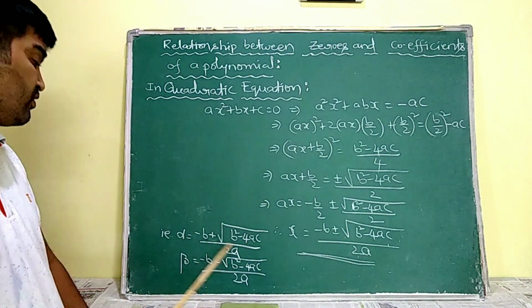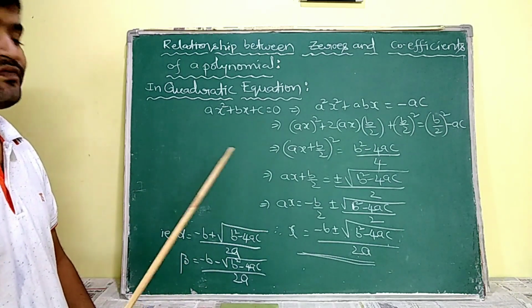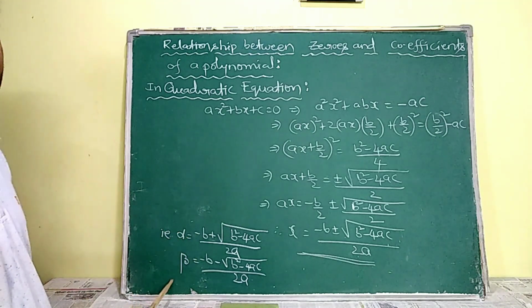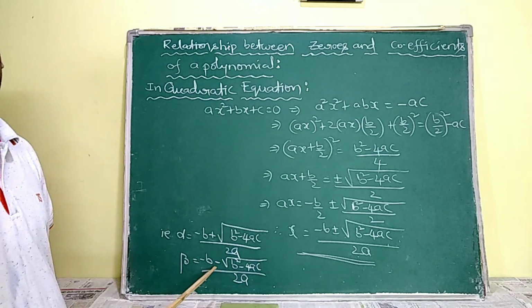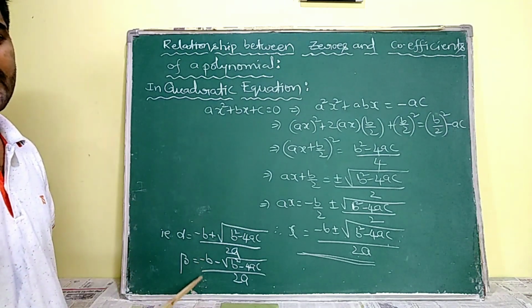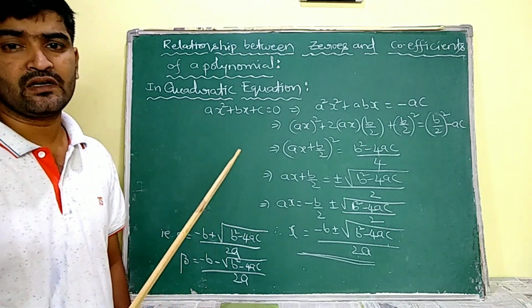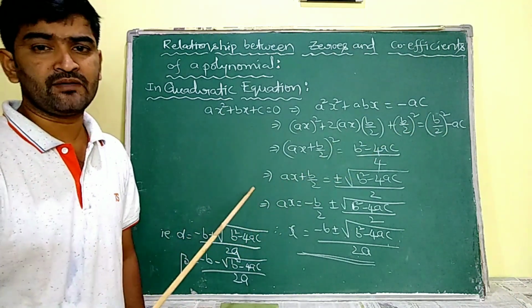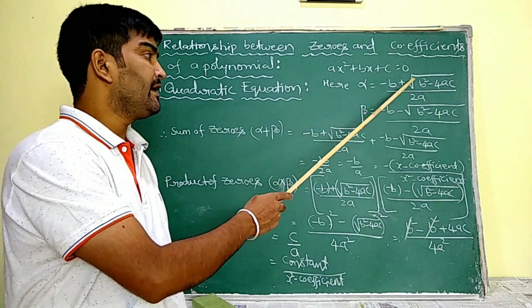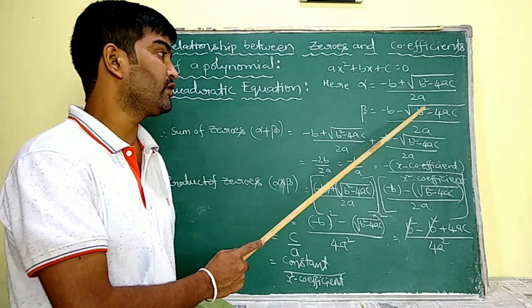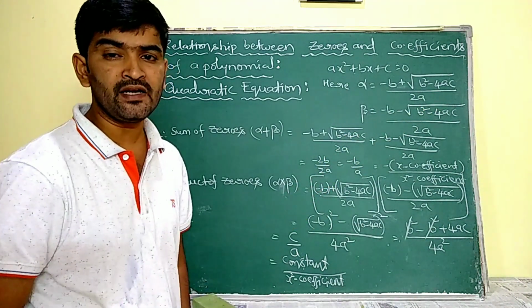Now we are going to check the relationship between the zeros and the coefficients. By adding alpha and beta, we are going to get a relationship between the coefficients, and by multiplying alpha and beta also we are going to get a relationship between the coefficients. We are going to check them now. The zeros we know: alpha is equal to minus b plus root of b square minus 4ac by 2a, and beta is equal to minus b minus root of b square minus 4ac by 2a.